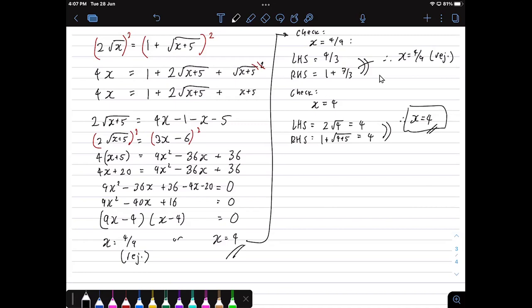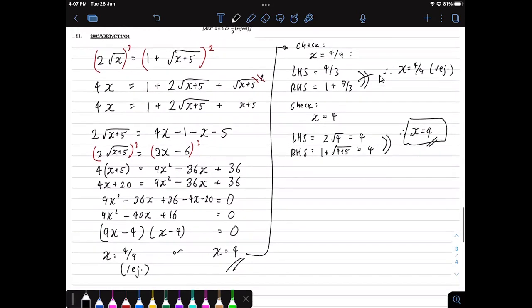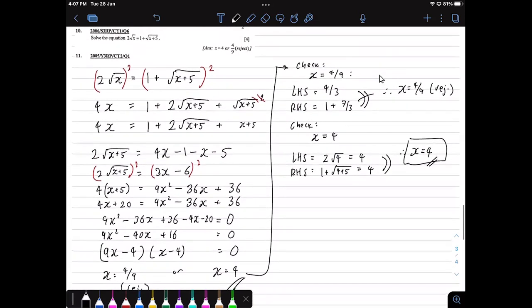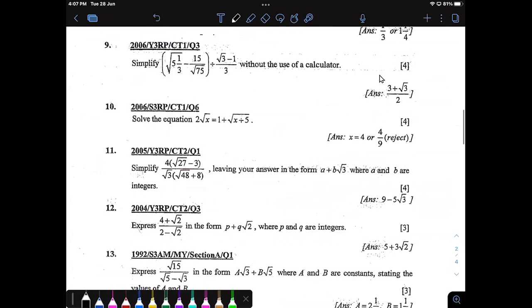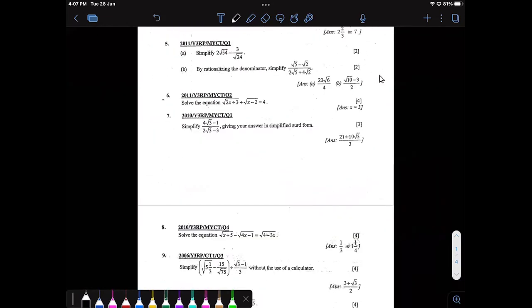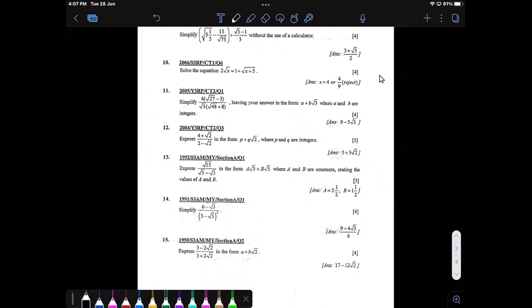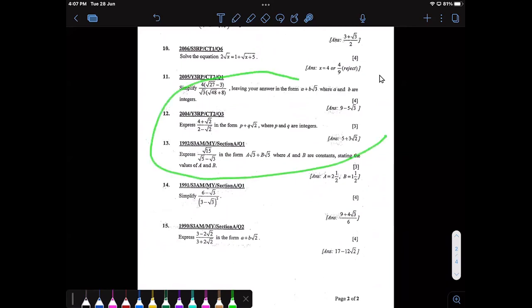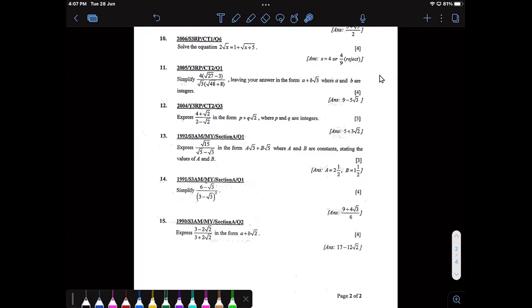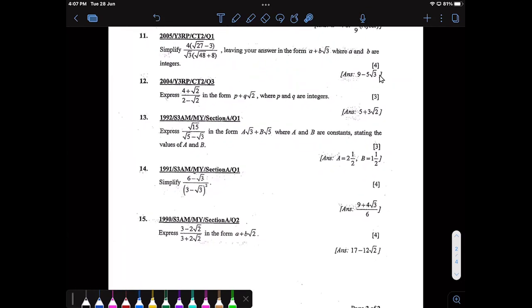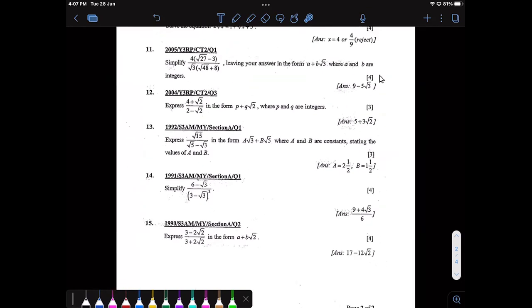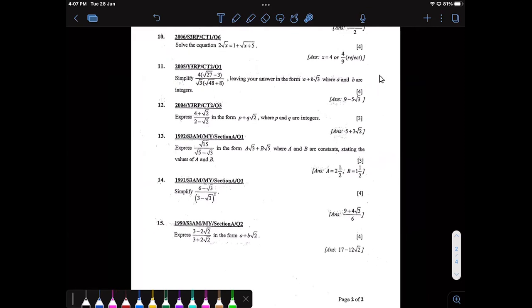Can? Yep. Can? Okay, good. Maybe I should just do multiples of 10. Multiples of 5. All these questions you can handle, right? I think. I hope so. Okay. Which one looks difficult to you? Pick one.